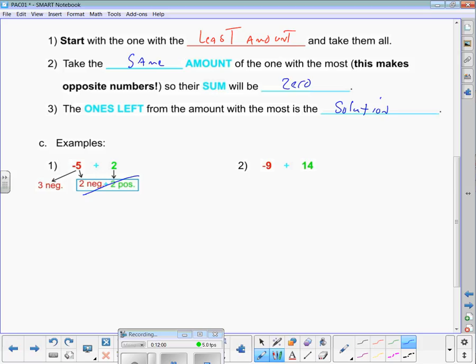If I took 2 of the 5 negatives, how many negatives are left? 3. What's the answer? 3 negatives. And how do we write it? As negative 3. And that's how your work should look. Just like that.